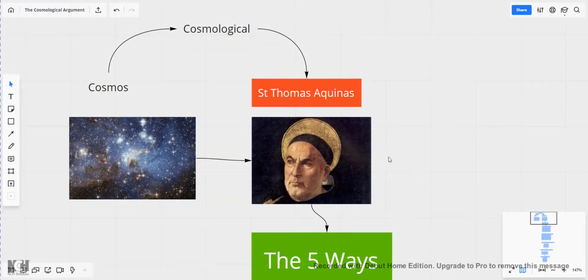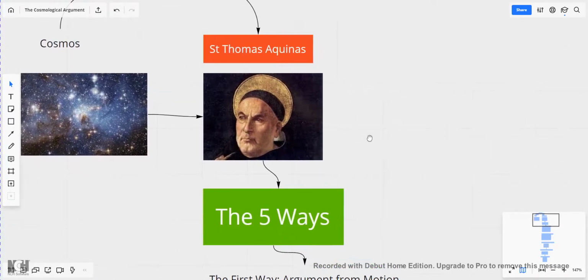So here is St. Thomas Aquinas. This is the old guy right here, very well-known Catholic philosopher. And he sat down in a chair one day and he said, I need to prove that God exists. Anyone who doesn't agree with me is basically crazy. And he wants to basically develop 5 cosmological proofs.